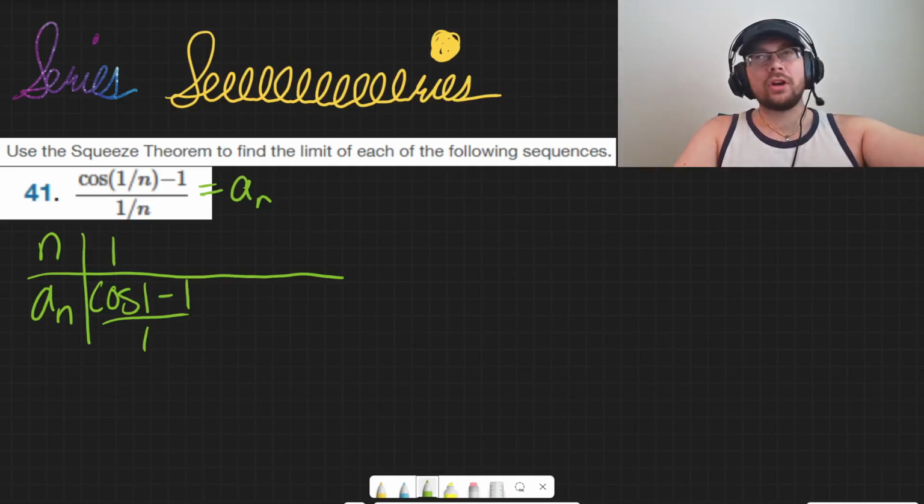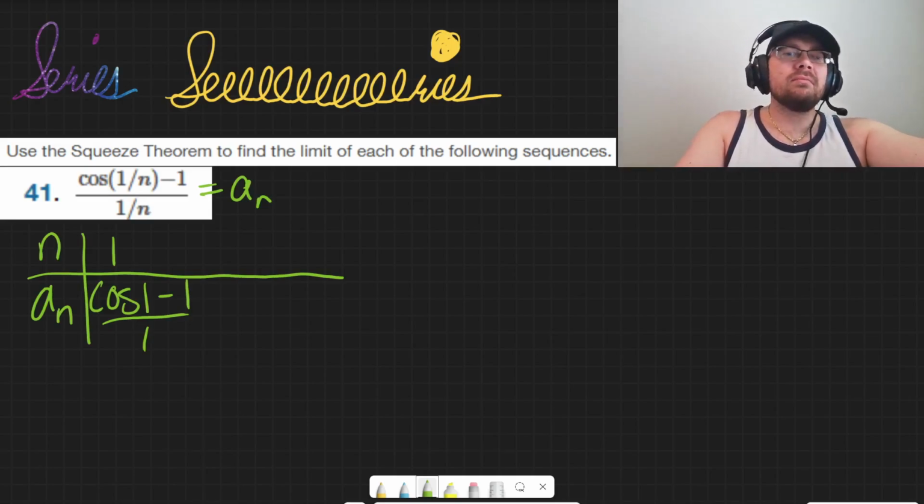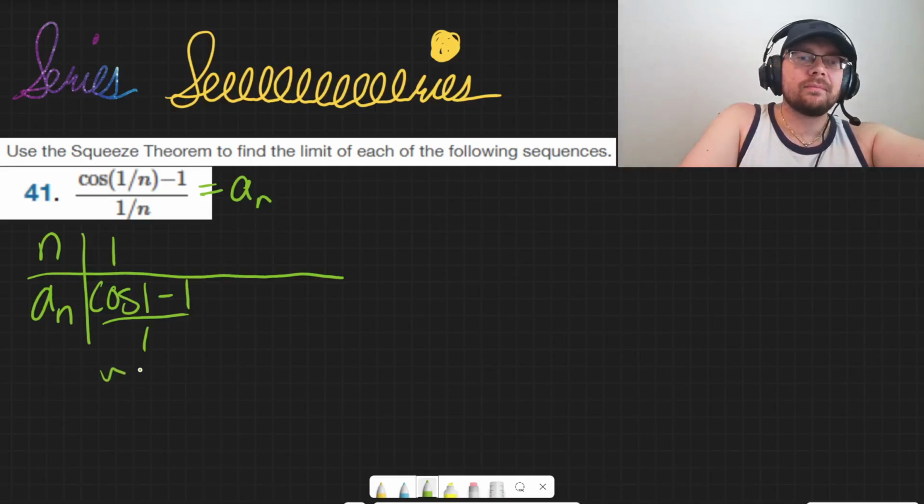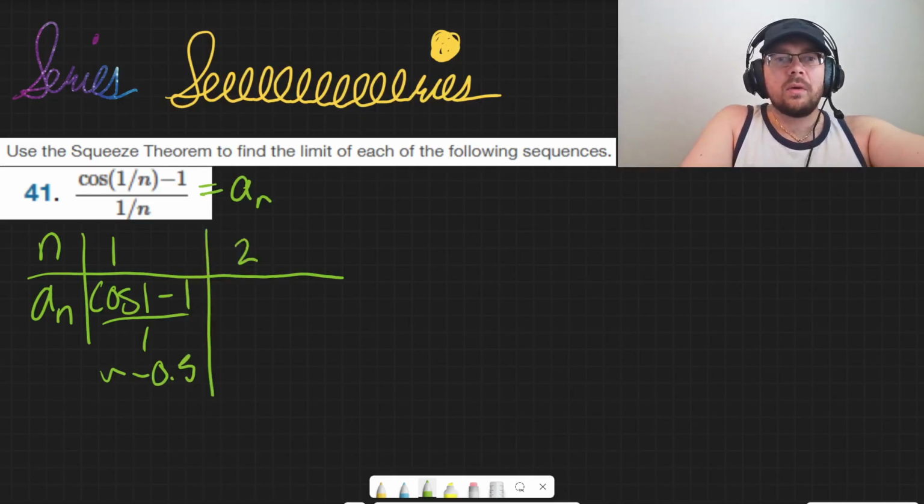Pi thirds is about 1 radian. Cosine of 60 degrees is about a half. So that's a half minus 1, so about a negative half, negative 0.5. That's going to be fairly close, probably. All right, what about n equals 2?